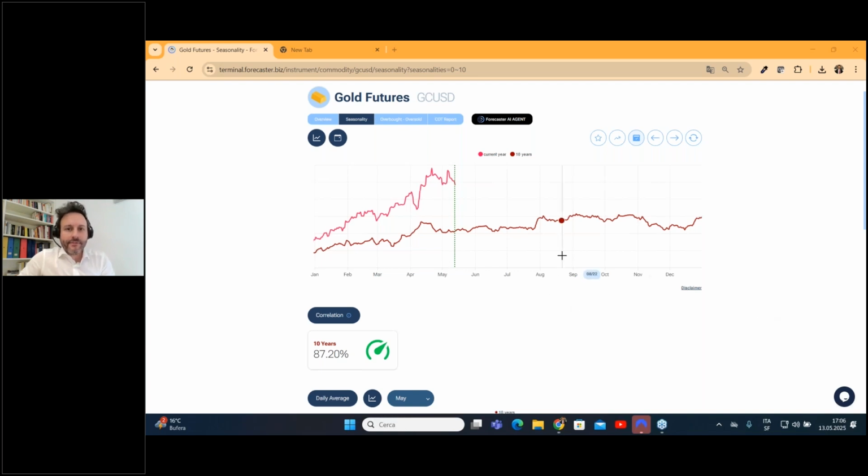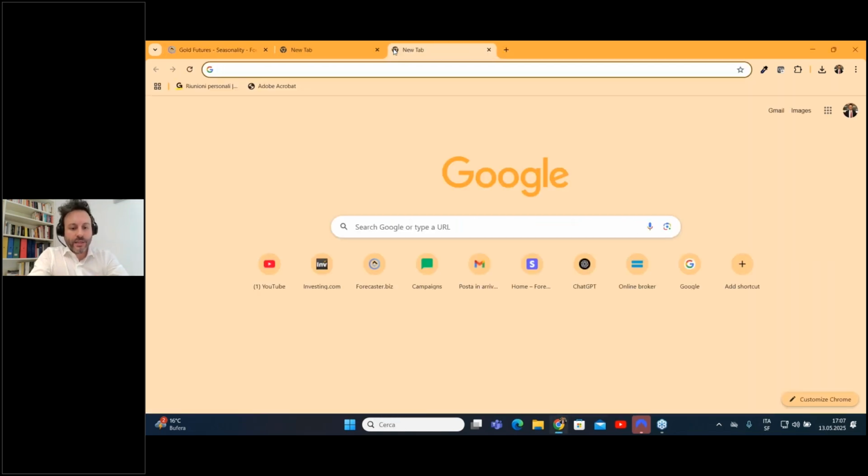Of course, this is something we already used for the indexes in the first lesson of the masterclass. This is something we used for stocks in the second lesson, and today we will use it for gold, for commodities, and of course you can use it for all the instruments we will see during this masterclass. This is very interesting because, of course, if in a specific period of the year we have a specific pattern, it means that in general, in this period, we can experience that kind of trend.